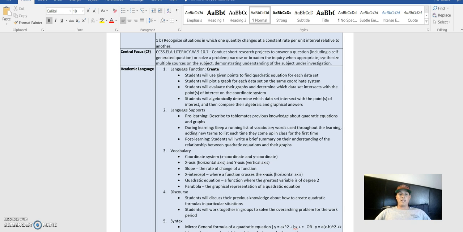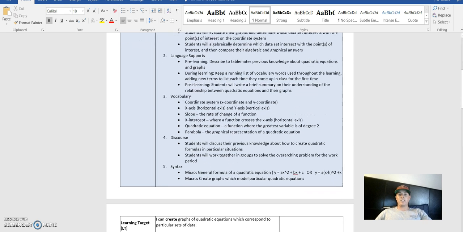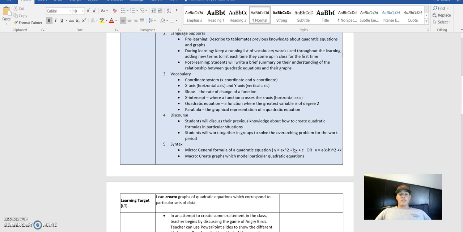And so being able to summarize and take what you've learned and regurgitate it in a way that makes sense to you in your own words. Getting to discourse. So yes, students will discuss previous knowledge, and students are also going to be working in groups for a majority of this class period.